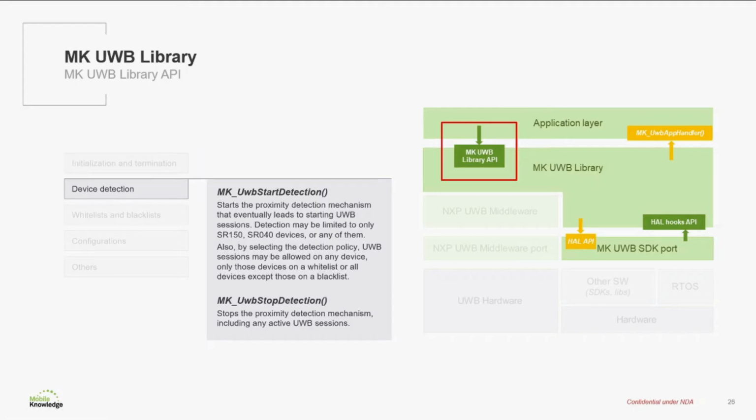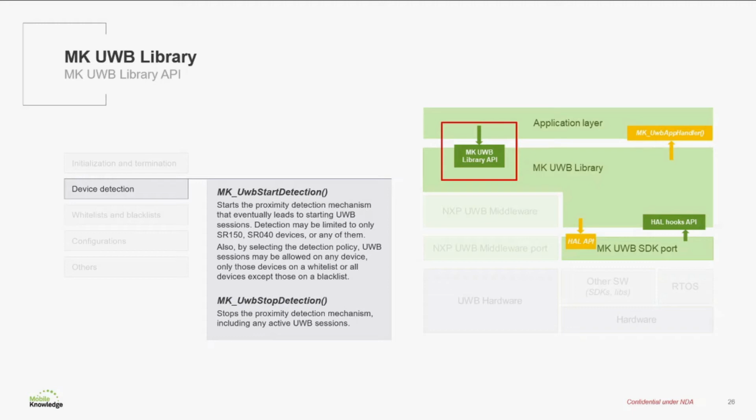The ultra-wideband library uses Bluetooth Low Energy to detect other devices in range, and eventually it starts an ultra-wideband session with them if the right conditions are met. This mechanism can be started and halted by the application by calling MK UWB Start Detection and MK UWB Stop Detection. MK UWB Start Detection takes some arguments to configure the behavior of the detection, like what kind of devices might be detected. These are only SR040 devices, only SR150 devices, or any of them.